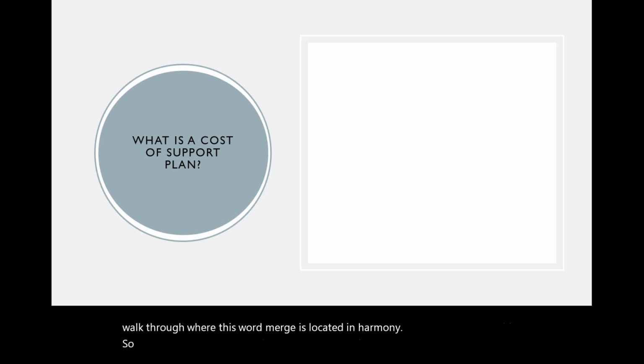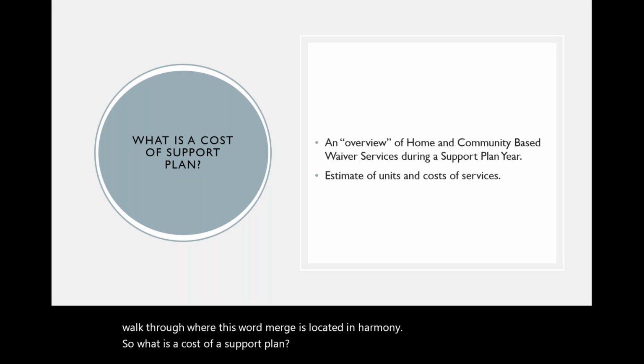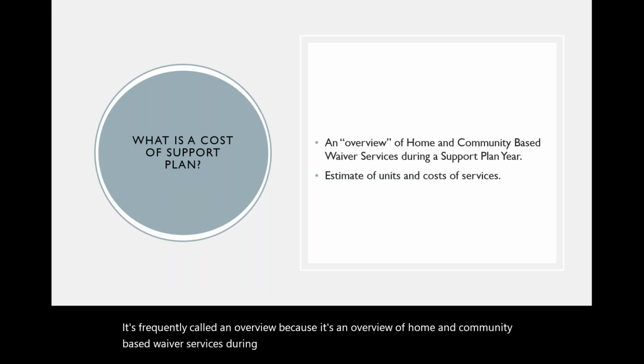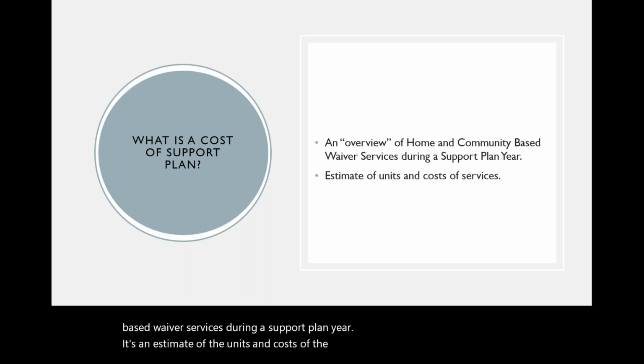So what is a cost of a support plan? It's frequently called an overview because it's an overview of home and community-based waiver services during a support plan year. It's an estimate of the units and costs of the service that a program participant can expect.